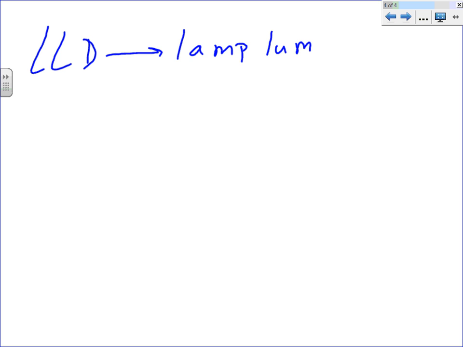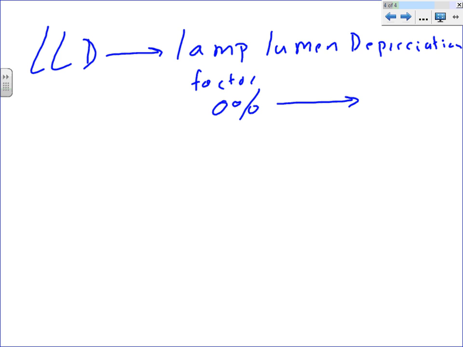The second factor, guys, and these are really good to know, is LLD. It's called LLD, and it stands for lamp lumen depreciation factor. Lamp lumen depreciation factor goes from 0% all the way to 100%. This is done by the manufacturer, Brooks. What happened to the lumens when that lamp ages, based on the design of the lumen?